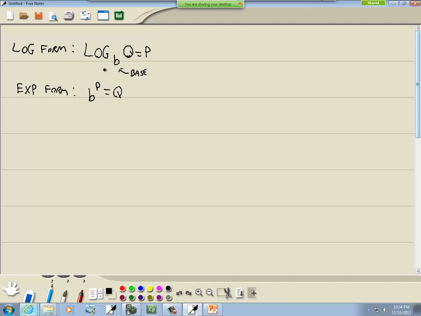So if you have it in log form and want to rewrite it in exponential form, you take your base to a power, and the other side equals what follows your log. If you want to go the other way, then you just reverse it.